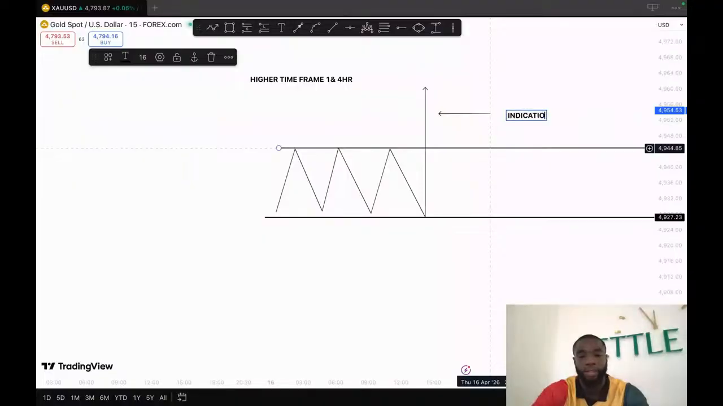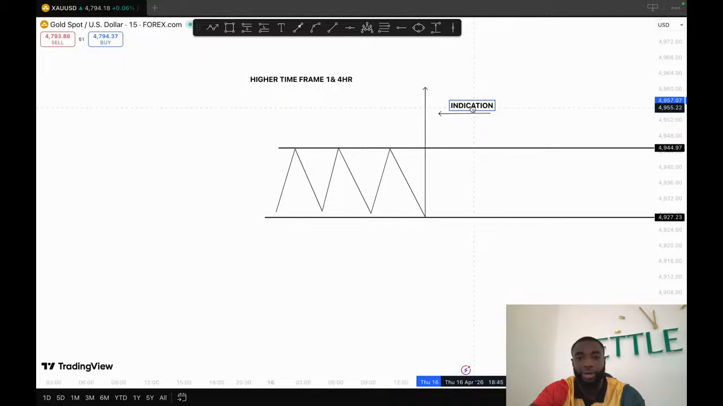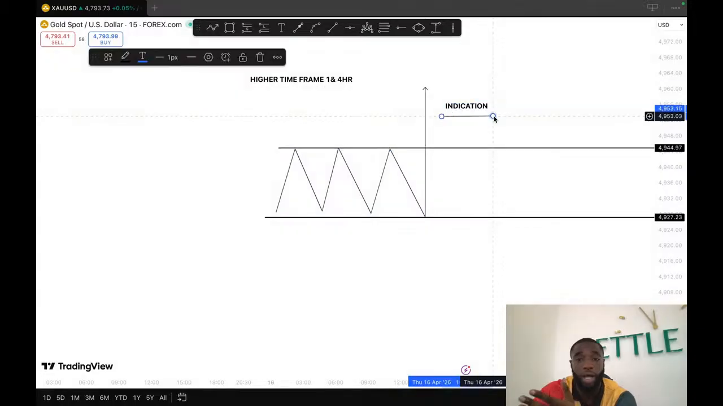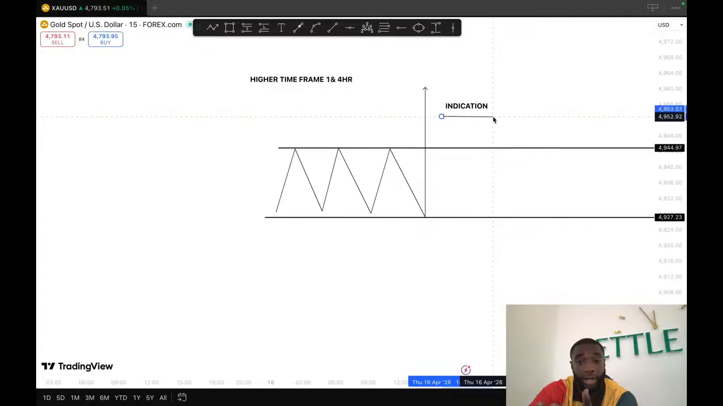It doesn't have to be a big break like this. It could be a little break, anything at all. So this is the indication, right? On the 1 hour, when price makes an indication like this, it has to have a pullback. It has to make a pullback to that higher low in order to make that higher high.